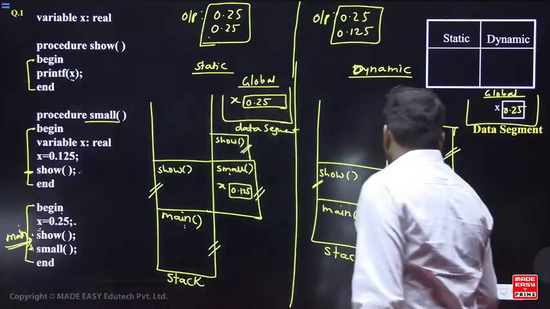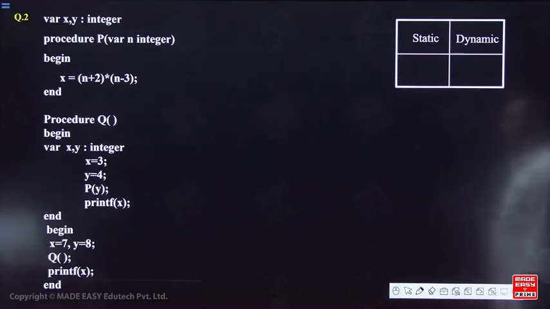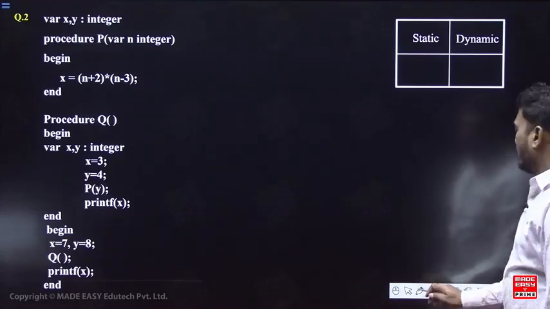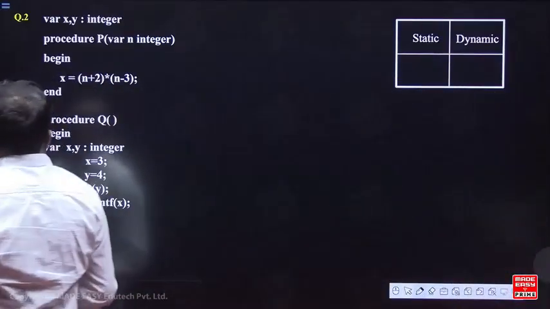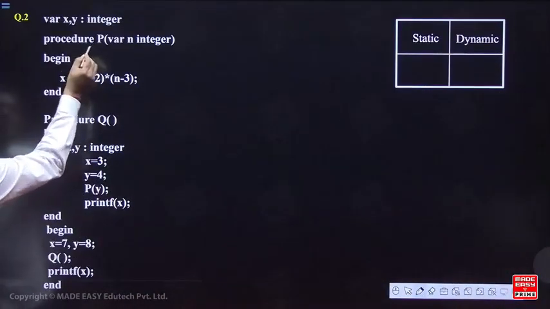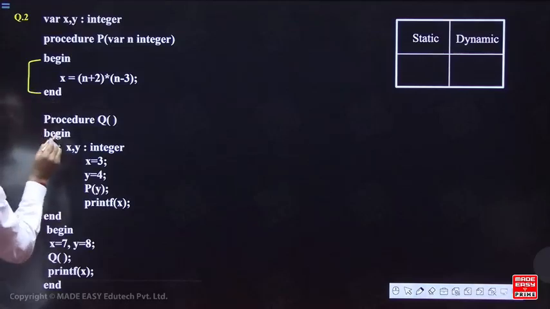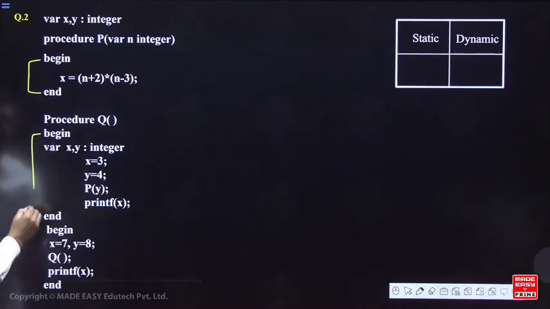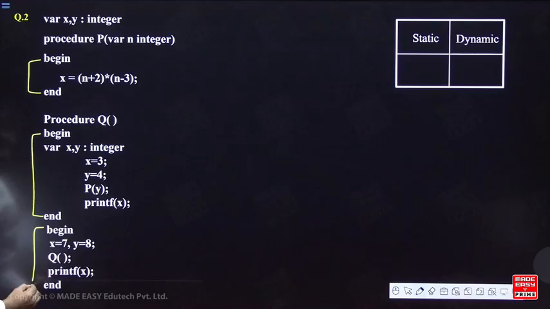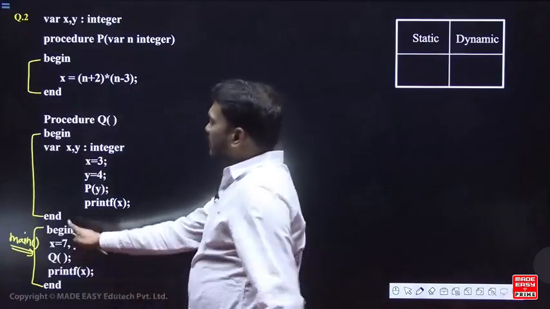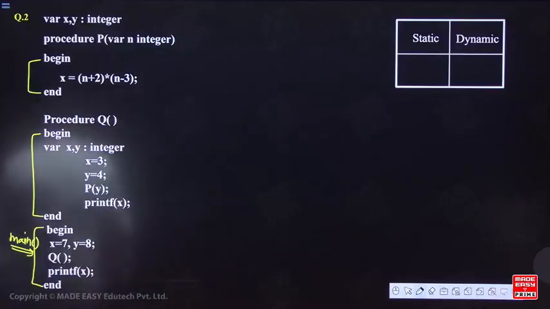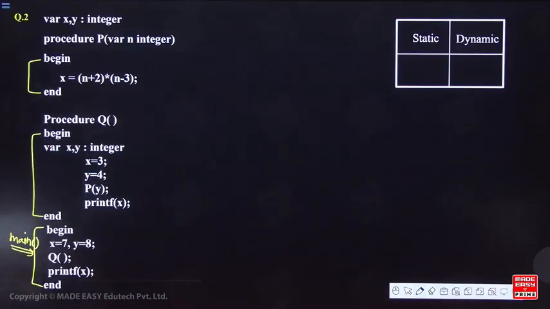Note down the next question and try to solve. Next question on the screen. Remember, this is a procedure P, begin and end. This is the procedure Q, begin and end. And this is begin and end, and this one you have to consider as the main function. So program execution will take place from here. Copy the next question and solve.